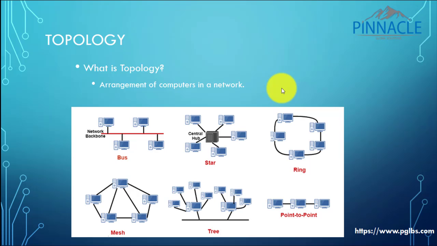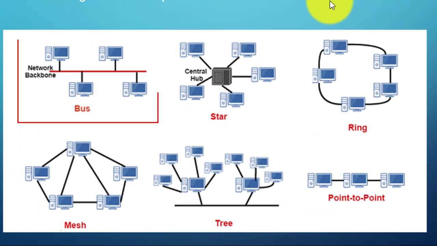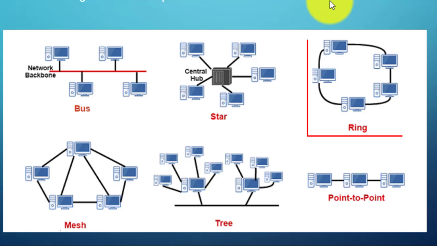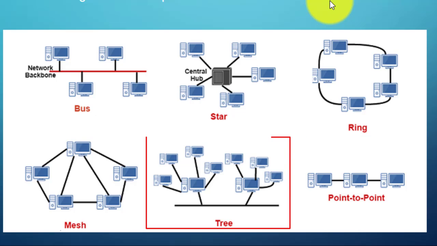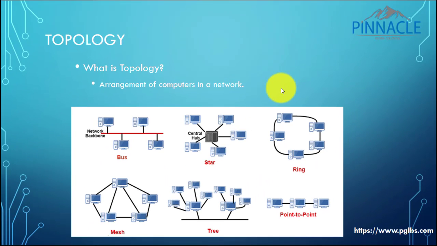Now, as you can see here, a topology is nothing but arrangement of computers in a network. So, when computers are arranged in a certain fashion in a network, we call them topologies, and there are different types of topologies like bus, star, ring, mesh, tree, etc. I have given you a snapshot of various topologies here, but we shall take them one by one and look into how exactly the computers are connected and what are the advantages and disadvantages of each of these topologies.